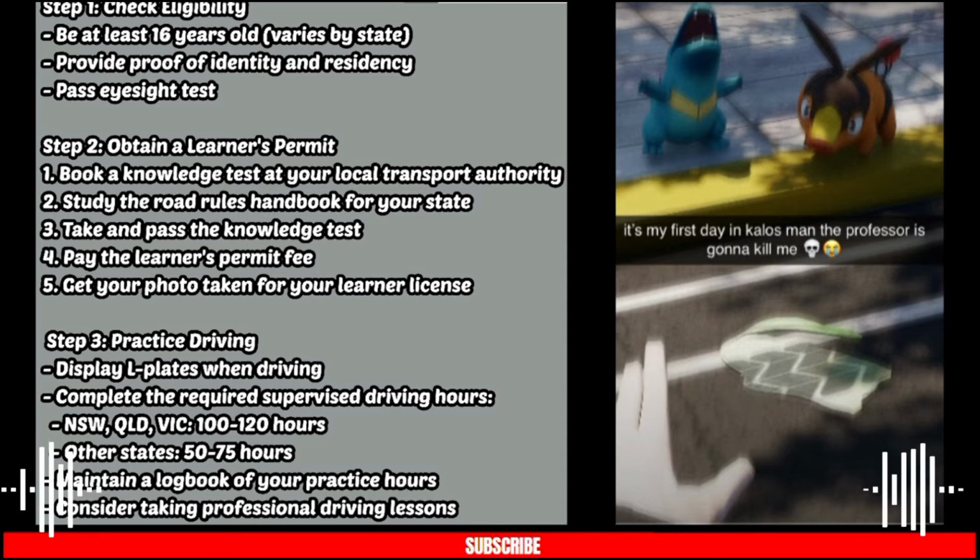NSW, QLD, VIC: 100 to 120 hours. Other states: 50 to 75 hours. Maintain a logbook of your practice hours. Consider taking professional driving lessons.